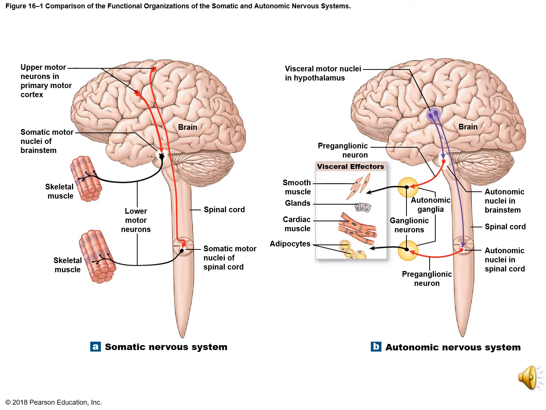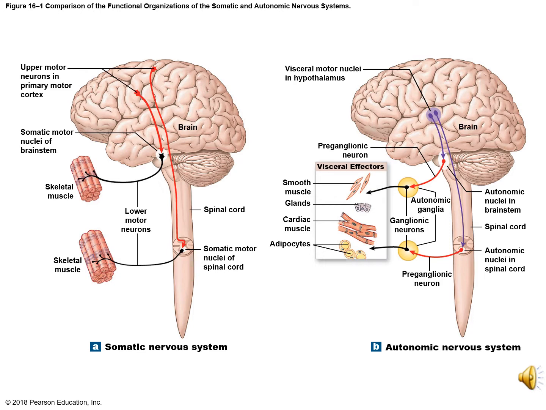The visceral motor nuclei is located in the hypothalamus and sends its axons down to the autonomic nuclei in the central nervous system. The autonomic nuclei, which is going to be found either in the brainstem or the spinal cord, will then send its axons down and out of the central nervous system to hit the autonomic ganglia in the peripheral nervous system. The autonomic ganglia, which is outside the spinal cord in the PNS, will innervate the visceral effectors. These effectors will be cardiac and smooth muscles, your glands, and your adipose tissue.